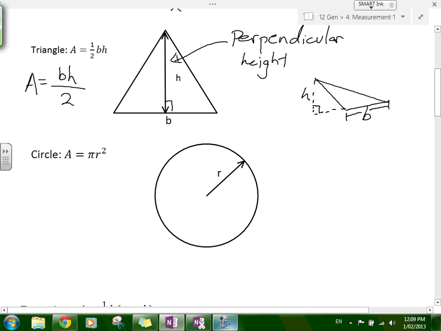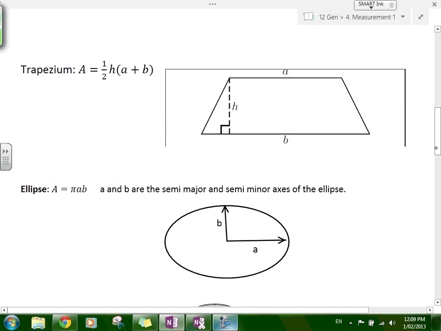Circles, obviously pi times the radius squared. What's the circumference? Circumference is the perimeter of it. Remember to distinguish between the two. Pi r squared is the area. So that's an important thing. We're going to look at a couple of different variations of circular type shapes. Okay? The trapezium.